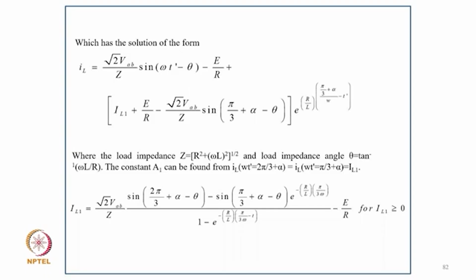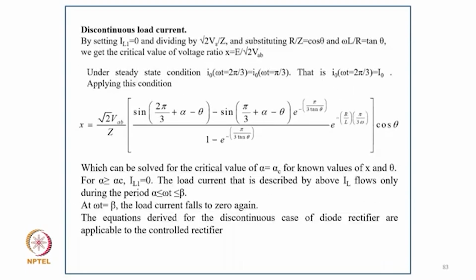Constant A1 can be found out. IL at ωt' equal to π/3+α equals IL1, and IL1 is √2 Vab/Z multiplied by [sin(2π/3+α minus θ) minus sin(π/3+α minus θ) e^(R/L π/3ω)] divided by [1 minus e^(minus R/L π/(3ω))] minus E/R, for IL1 greater than 0.